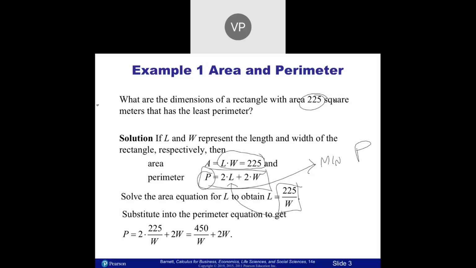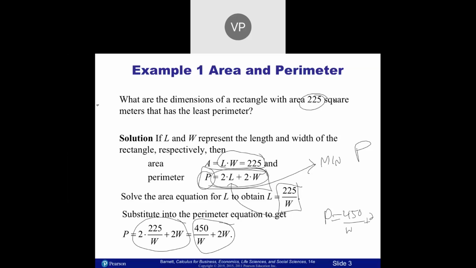See that L, it was 2L plus 2W. We replace the L. We're just doing a straight substitution. Replace the L with 225 over W. So now my equation for perimeter is 2 times 225 over W plus 2W. All this became that. And then they clean it up to be 450 over W plus 2W. So that's my perimeter equation right here.